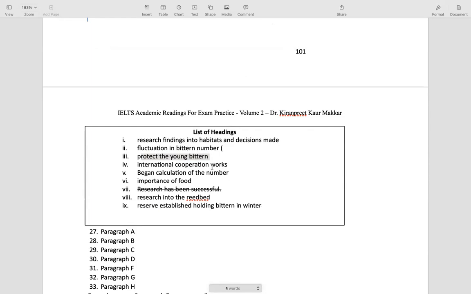So none of the headings make sense except the second one, fluctuation in the number. So that would be my answer.